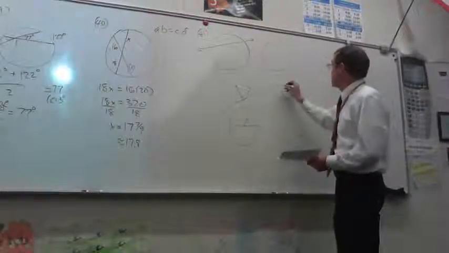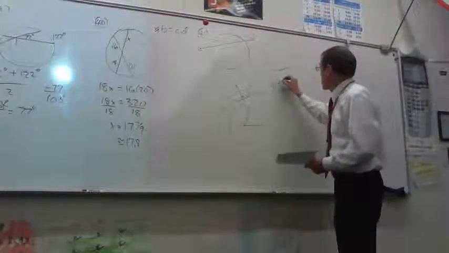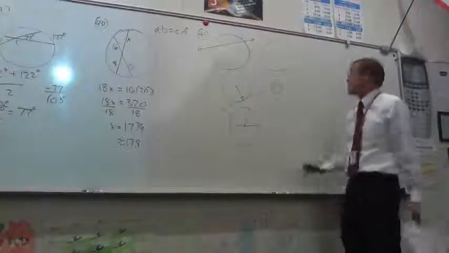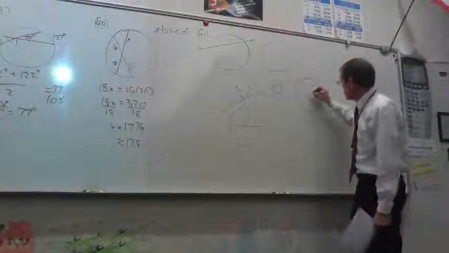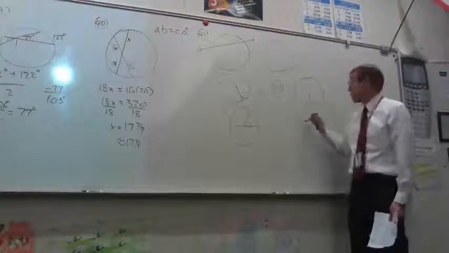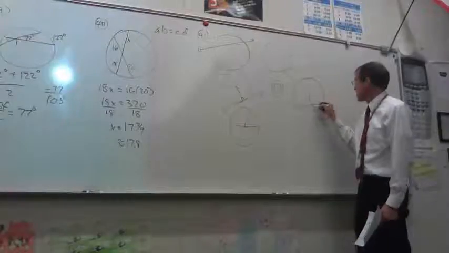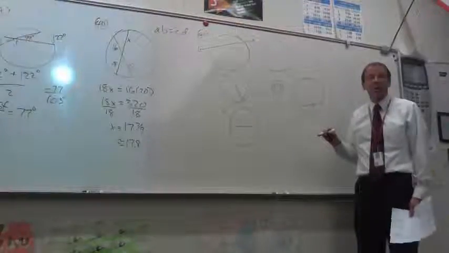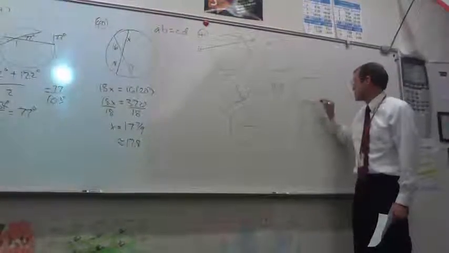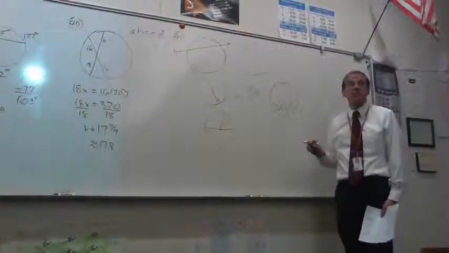Okay, now 42 is a question we kind of went over a couple of times, but nothing like the other problems. As it turns out, if you have a radius or a diameter that is perpendicular to a line segment, it bisects it. So if this is 3x and this is 12, what do I know about 3x and 12?